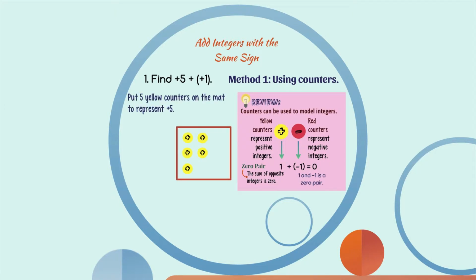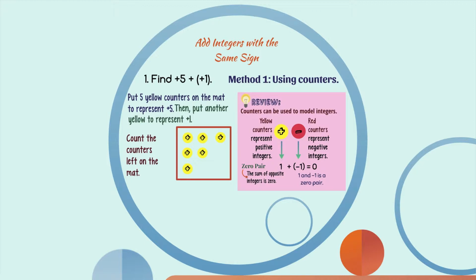Since the first number is positive 5, and positive integers are represented by yellow counters, we put 5 yellow counters on the mat to represent positive 5. Look at our given. The other number is positive 1, right? Then we put another yellow counter to represent positive 1. Now we just need to count the counters on the mat to get the final answer.